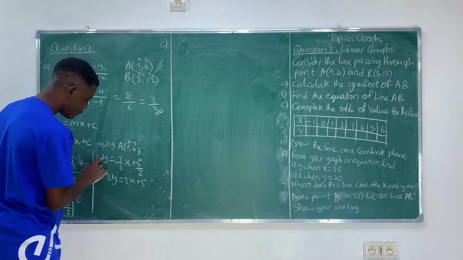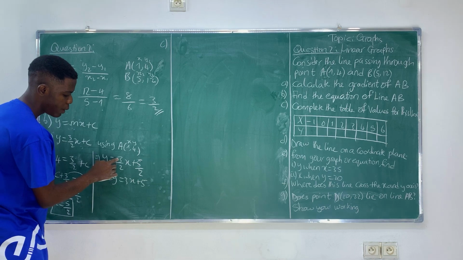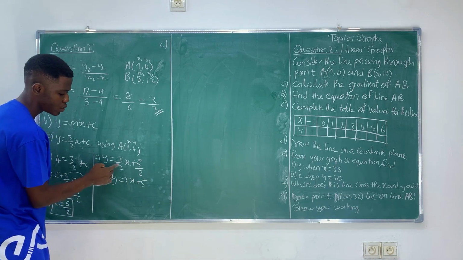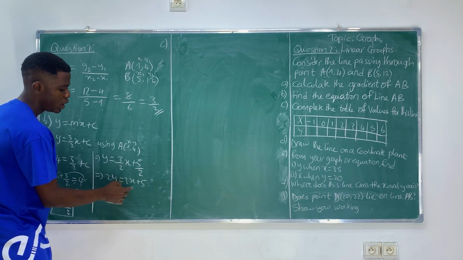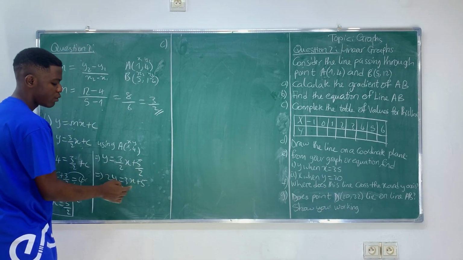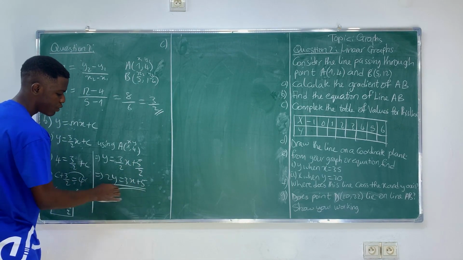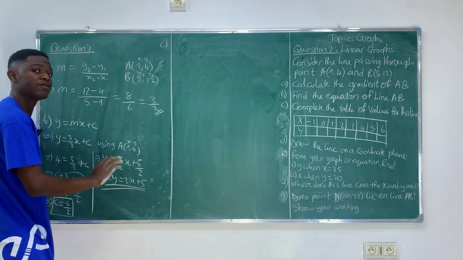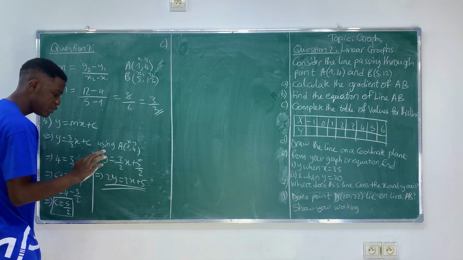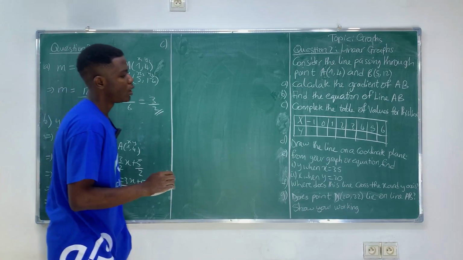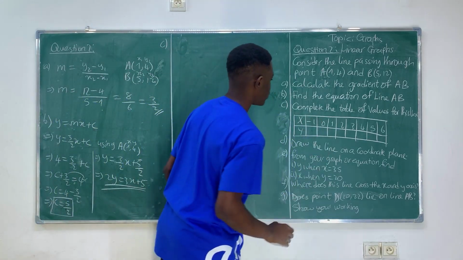You see, if I multiply this by 2, I'm going to have 2y. If I multiply it by 2, I'm going to have 3x. The 2 will cancel this 2, I'm left with 3. If I multiply it by 2, 2 will cancel this 5, I'm left with this. So this will be my equation of the line. If you leave it like this, it is still very correct. Alright, so the C part says compute the table below.